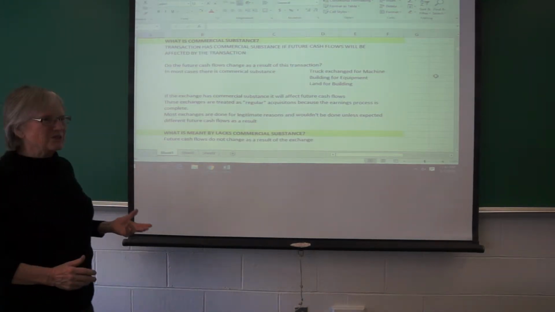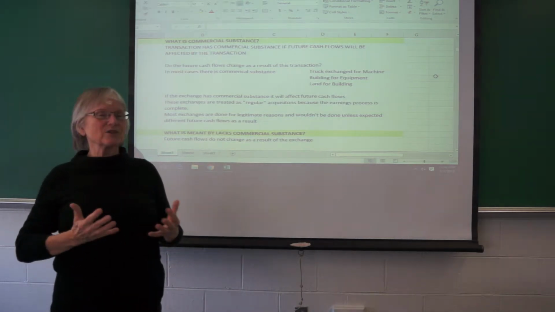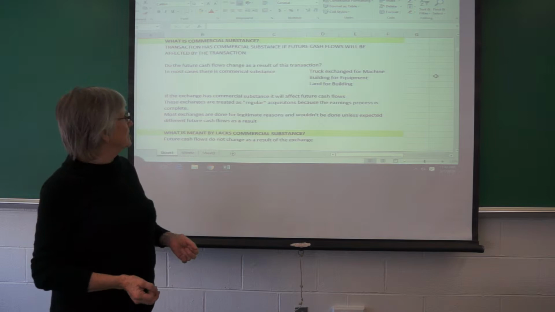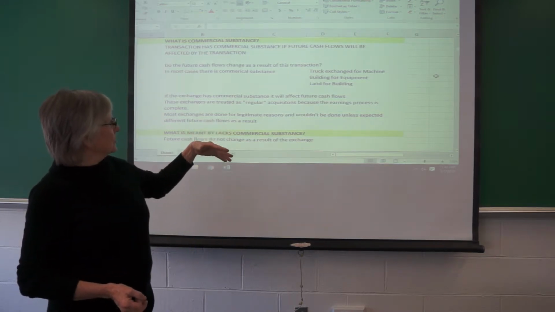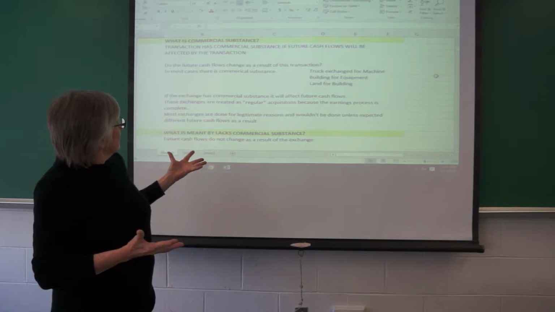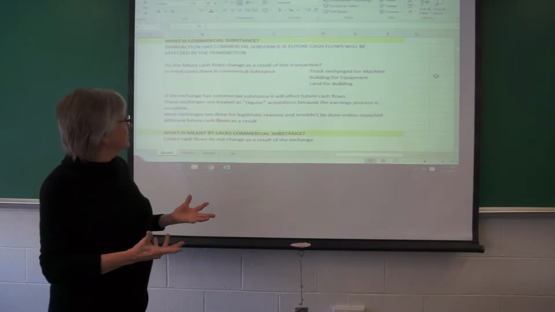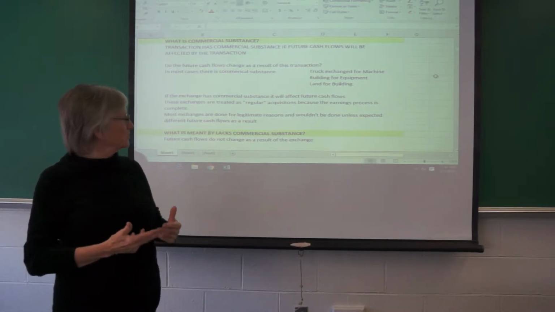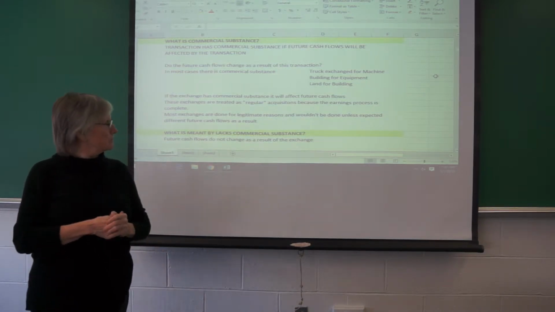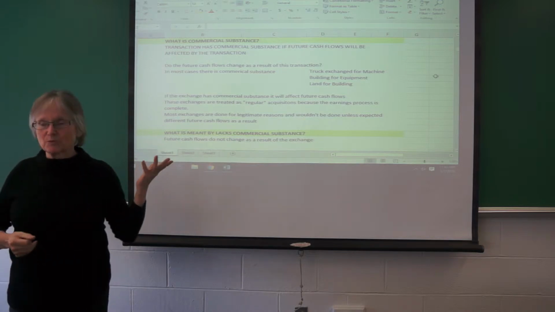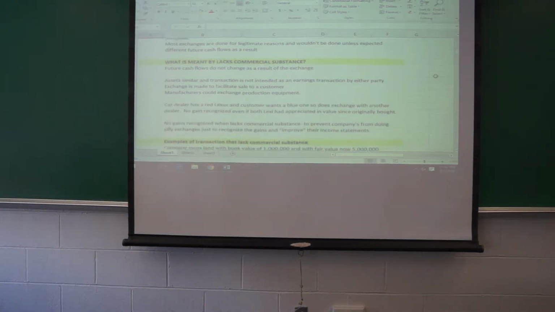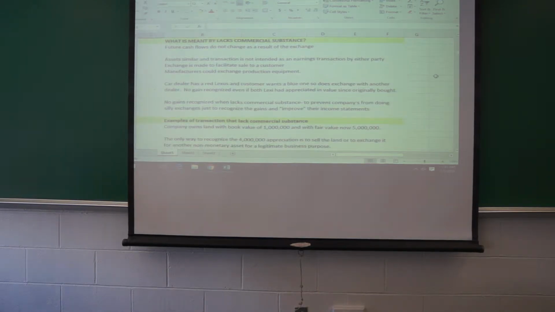So commercial substance, it's a transaction that means something. It changes the cash flows that the company will have. So if you exchange the truck for the machine or building for equipment, it's sort of a regular transaction that will change the future cash flows of the company. And so that's when it has commercial substance. When it lacks commercial substance, the future cash flows do not change.